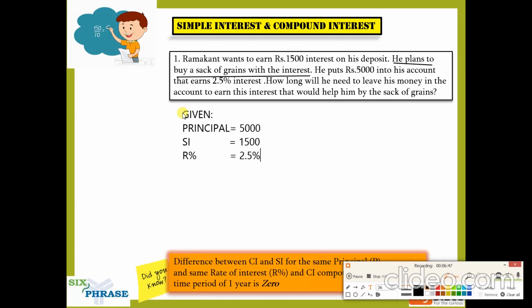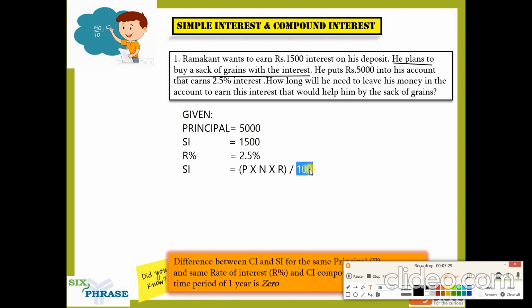So principal 5,000 is given, simple interest 1,500 is given, rate of interest 2.5 percentage is given. Okay, so you guys have to find the time period. Now yes, it is easy if you just apply the formula. The formula is SI is equal to P into N into R divided by 100. So you guys know this to be the formula. You just apply the givens in the formula, guys. You will get N. So this is a very simple problem.